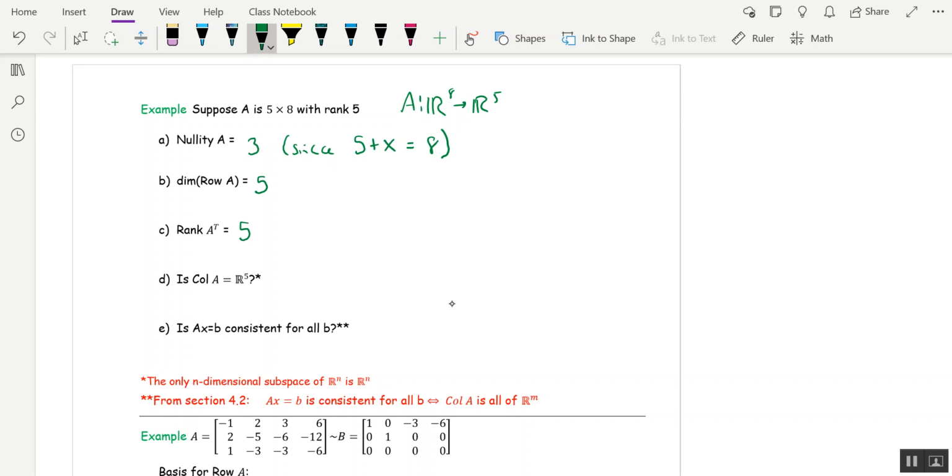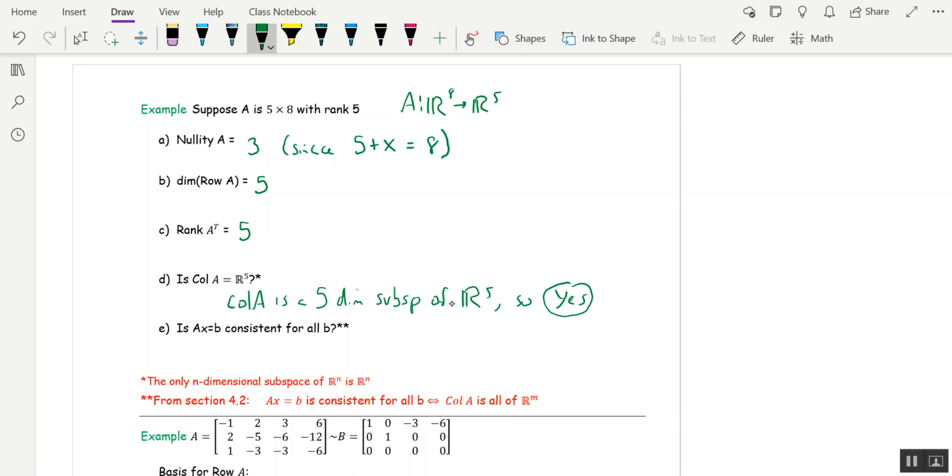Okay, and now here's an interesting question. Is col A all of R5? So one thing you need to know is that the only n-dimensional subspace of Rn is Rn itself. So remember, A maps R8 to R5. Col A is a 5-dimensional subspace. It's 5-dimensional because we're given that the rank is 5. 5-dimensional subspace of R5. The only 5-dimensional subspace of R5 is R5. So the answer is yes.